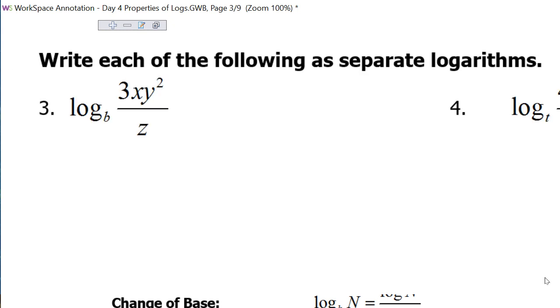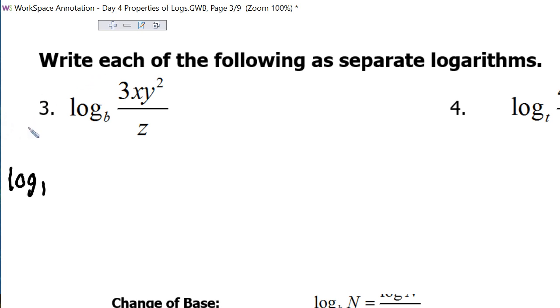Okay, 3 and 4, it says write each of the following as separate logarithms. So now we're going backwards. Now we have a single logarithm. Now we need to break it up into separate logarithms. So what you need to do is you need to go top to bottom. So start with your numerator. And what operation is happening in the numerator? Multiplication. If I have multiplication, which operation do I change it to? Addition. So all 3 of these need its own log.